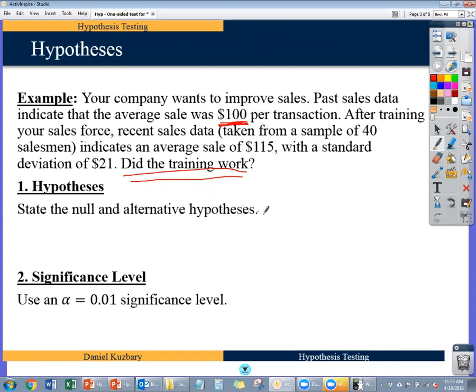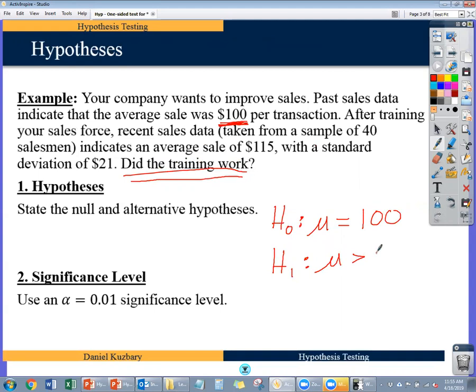So what we're going to do is state the null hypothesis. And let the null hypothesis be, well, it always has to be mu is equal to something. So let's let it be mu is equal to 100. The null hypothesis would be, no, the training didn't work. The mean stayed the same. The alternative hypothesis, on the other hand, is going to be that it increased.